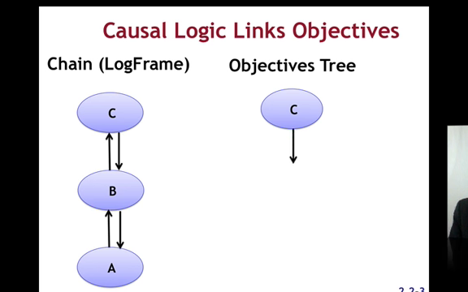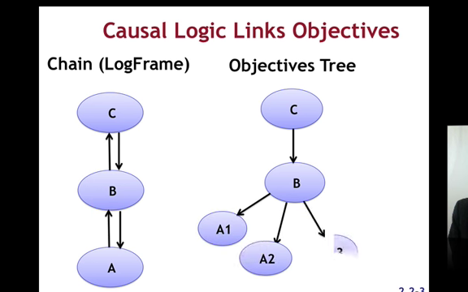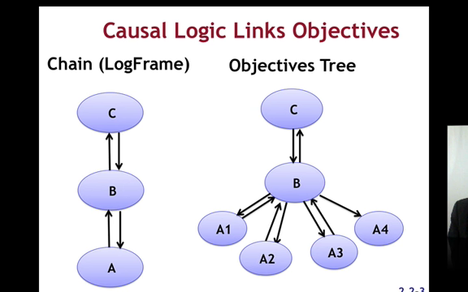In order to make C happen, we must first accomplish B. In order to make B happen, there may be several activities or outcomes at the A level. So this is top-down thinking, and then the bottom-up thinking will test it. If A1 through A4, then B. If B, then C. Now I'm being a little theoretical, so let me give some examples.